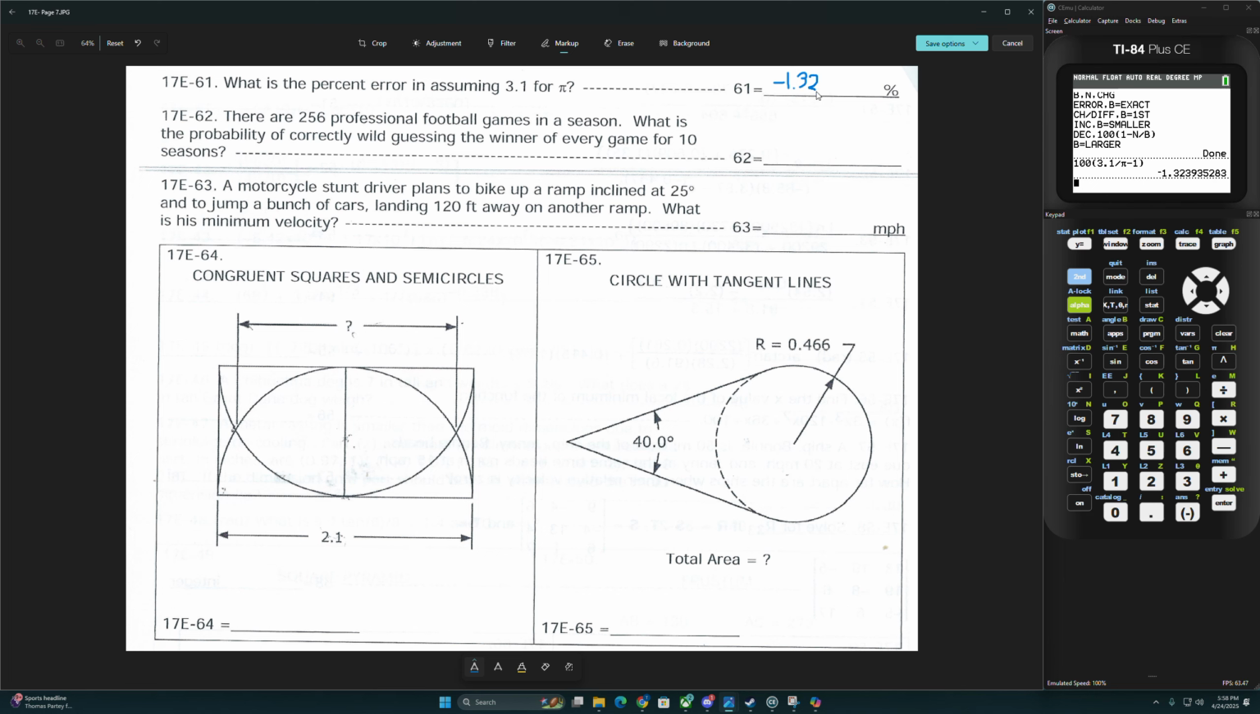You might have had to round up there for a second, but no, the 9 was on the fourth. Fifth, sorry. Okay. There are 256 professional football games in a season. What is the probability of correctly wild guessing the winner of every game for 10 seasons?